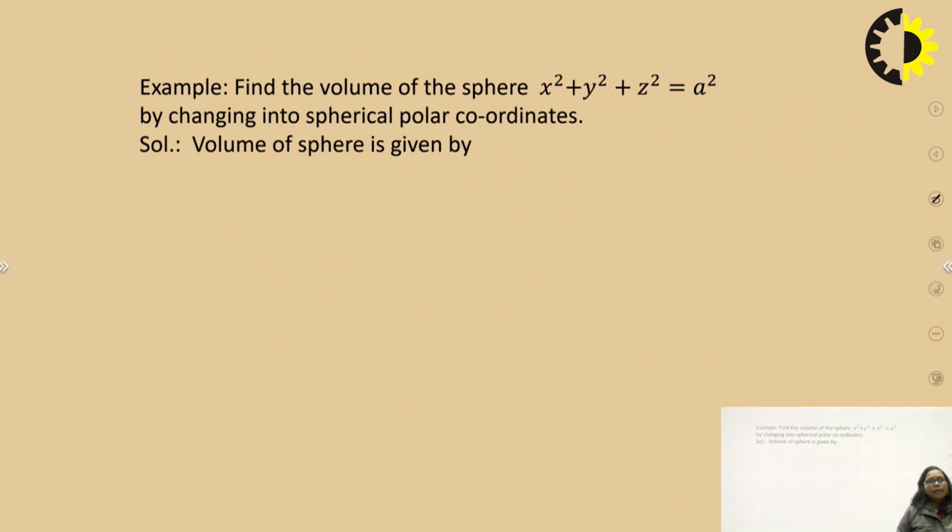Okay. So now look at one example. The first example I have taken is to find the volume of the sphere. Find the volume of the sphere x square plus y square plus z square equal to a square by changing into spherical polar coordinates. So it's mentioned here that I need to convert these x, y, z Cartesian coordinates to spherical coordinates. We know that the volume of the sphere is given by the triple integral of dx dy dz. This is the formula to calculate volume. I need to convert it to spherical coordinates.